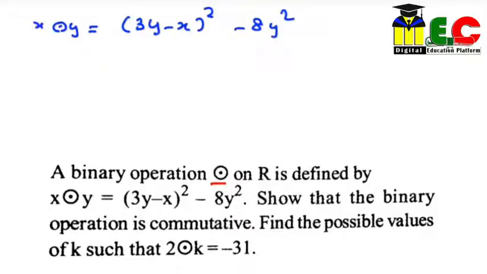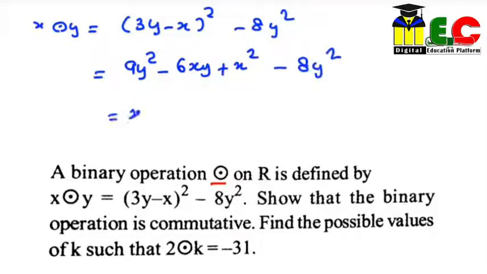Commutative, so in the proof, x dot cycle y, so y dot cycle x. Expanding, (3x minus y) the whole square gives 9x square minus 6xy plus y square, minus 8y square, that's x square minus 6xy plus y square.